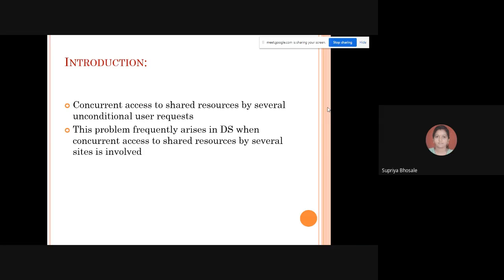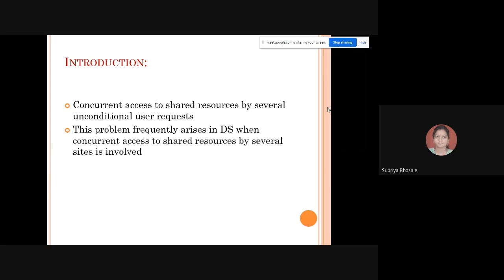So concurrent access to shared resources by several unconditional user requests, that is the main motto behind the handling of distributed mutual exclusion. Mutual exclusion, as we have seen in some of the cases in the last lecture: if you want to go into the critical section, and you are in a network, you have to ask for permission. Suppose it is a centralized one, then you have to ask the respective coordinator. Or if you are in a distributed system or distributed network, you send the message that you want to enter the critical section to each and every other member present in the network. Those algorithms we have seen in the last lecture, in the last topic.